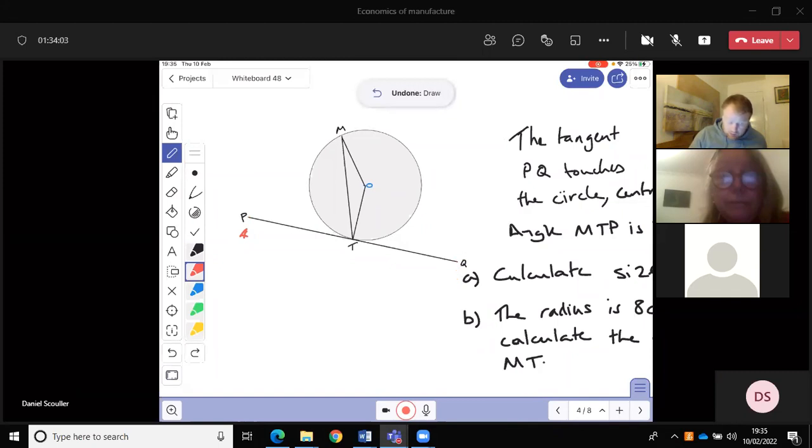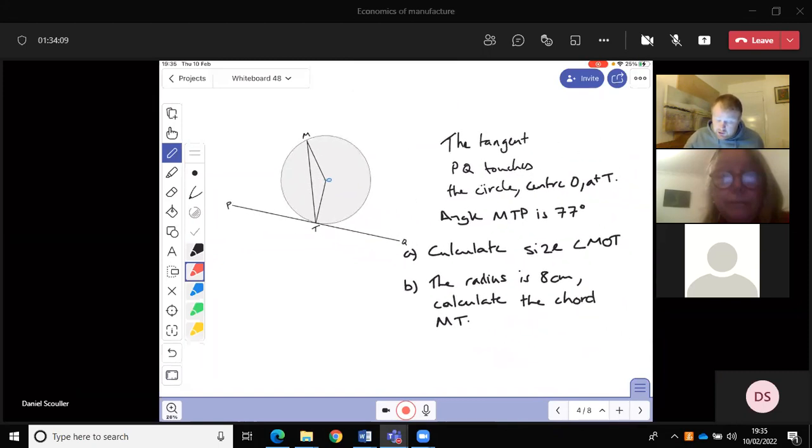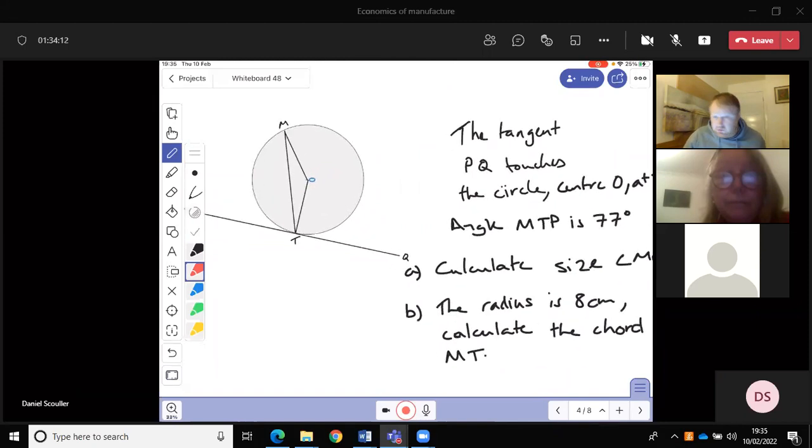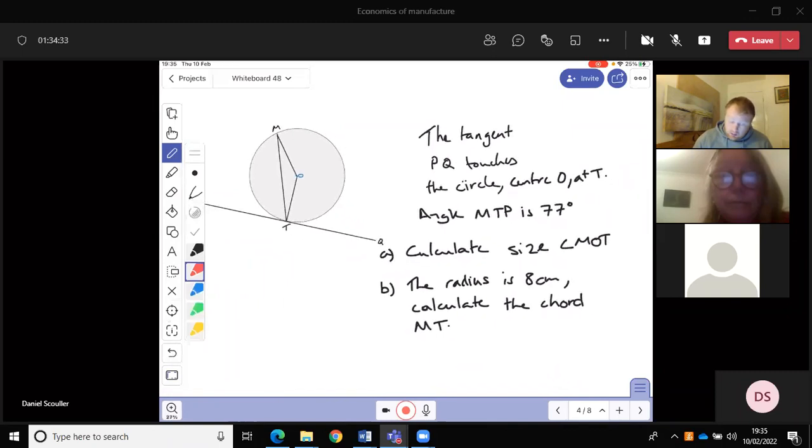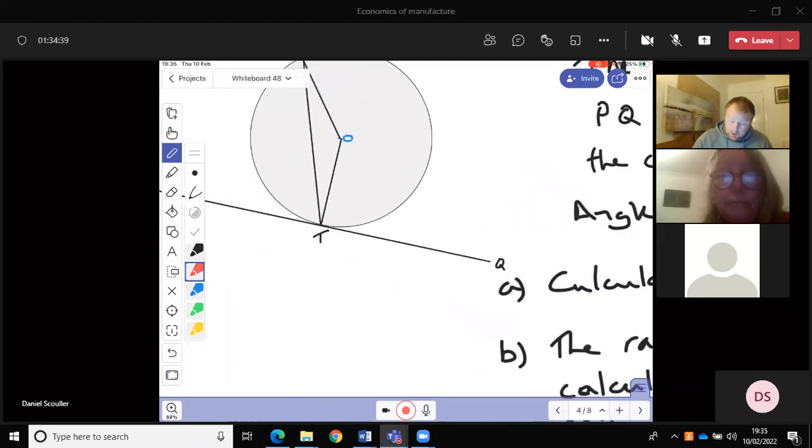Now those letters can be anything, completely random. It touches the circle with centre O. For whatever reason, they like to call the centre of circles O. Origin maybe, don't know. So centre O is indicated on the drawing. PQ touches the circle at T, at that point there where we've lettered T.